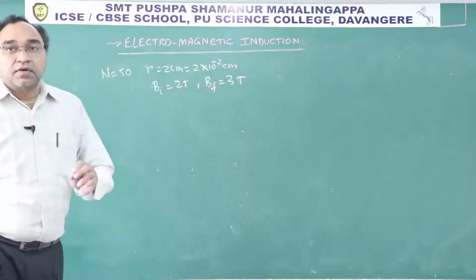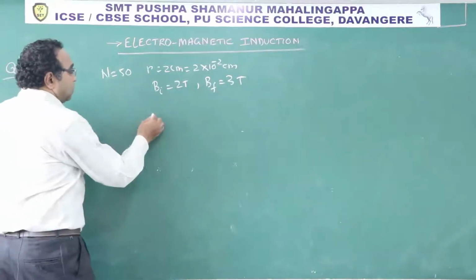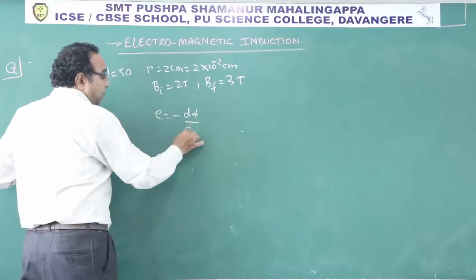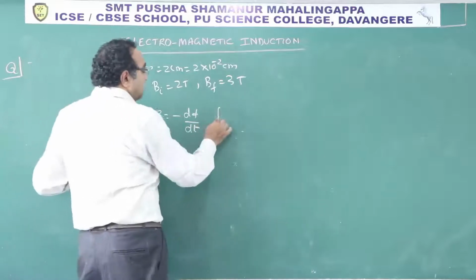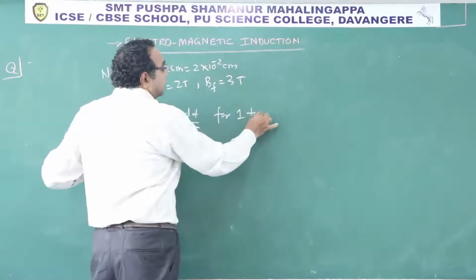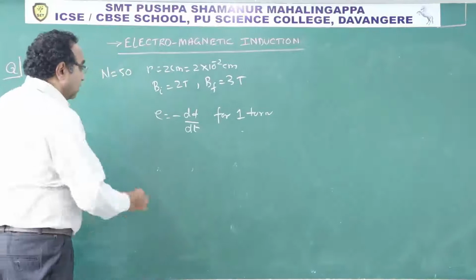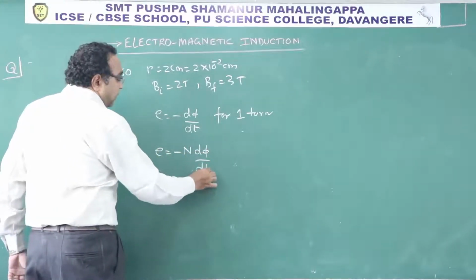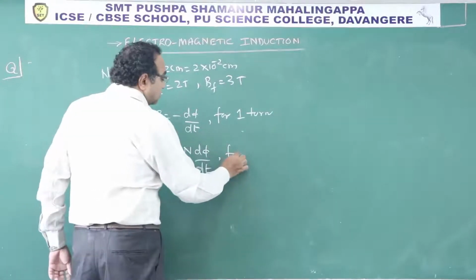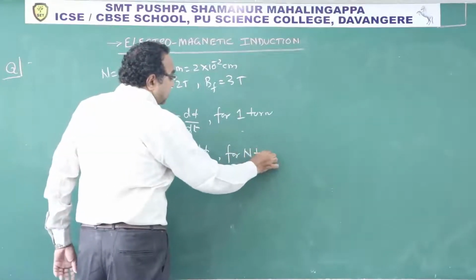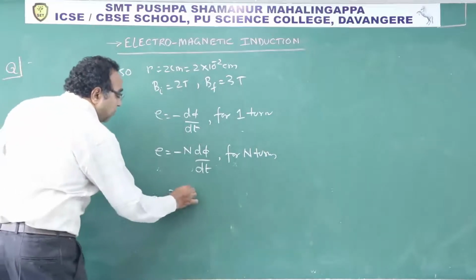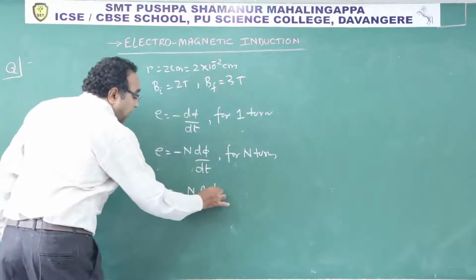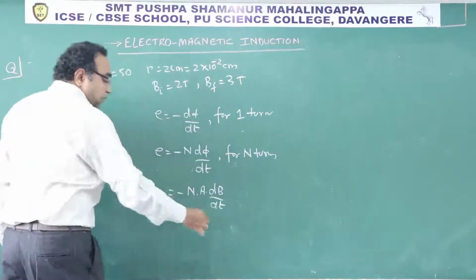Well students, in the previous question we have done E is equal to minus of d phi by dt. This was for 1 turn. Now E will be minus of n d phi by dt. This is for n turns. So what we have now? Minus of n A and dB by dt. This is what we will have.